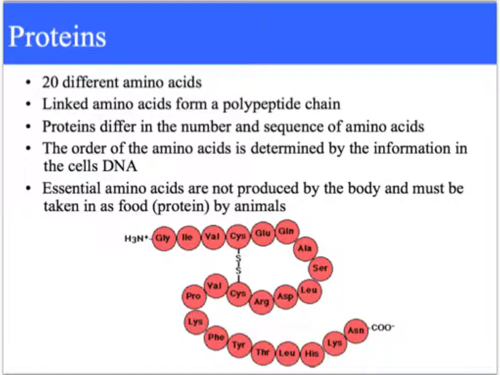The order of the amino acids is determined by the information in the cell's DNA. So your DNA tells your body what proteins it needs to make. If the DNA gives a wrong instruction, that means that your protein may not be produced or may not work properly. Some essential amino acids are not produced by the body and they must be taken in as food by animals. So when you hear in the popular media talking about essential amino acids, they're things that we must obtain from the diet to function efficiently.